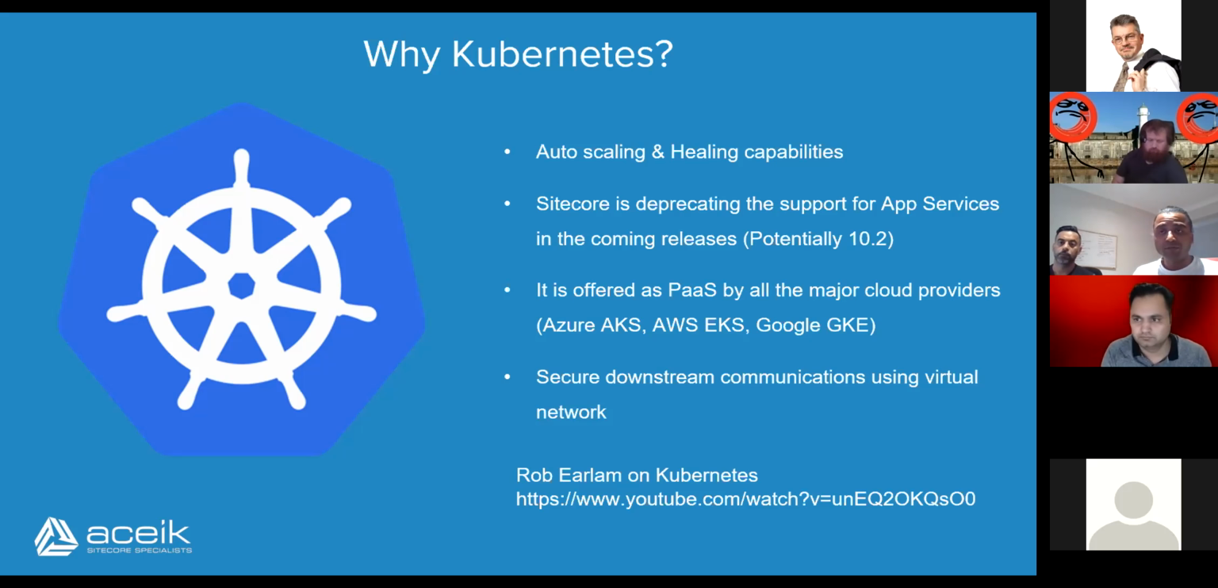The other important thing is securing your downstream communications. If you have your app which needs to talk to your downstream systems, for example a CRM or some other downstream systems, you can protect that using a virtual network, because all the Kubernetes environments get provisioned inside of a virtual network. So you're reducing your surface of attack.